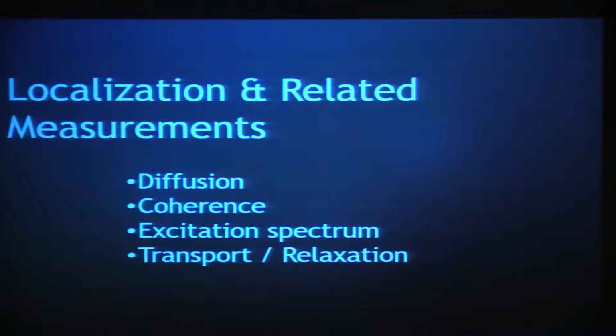All right, so there's two ways to look at or categorize what's in this talk. The first way is about types of measurements. I'll talk about 4 different types of measurements today. One is diffusion measurements, coherence measurements, excitation spectrum measurements, and transport or relaxation measurements. I view these as being very much connected. In fact, diffusion is very much related to transport and relaxation as well.